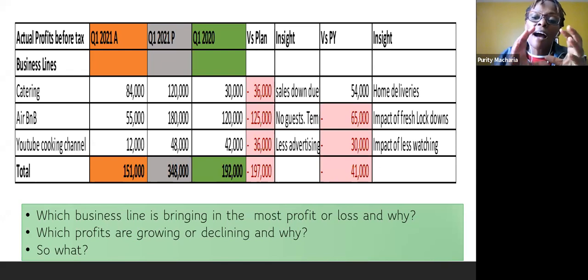So again, having a detailed analysis of your profits per business, per line or per product, will help you get insights and then determine what to do next. Depending on the cycle of your business, you will quickly tell this line is declining, this one is growing. So what do we do, and so on. Let me see whether anybody has any questions so far.